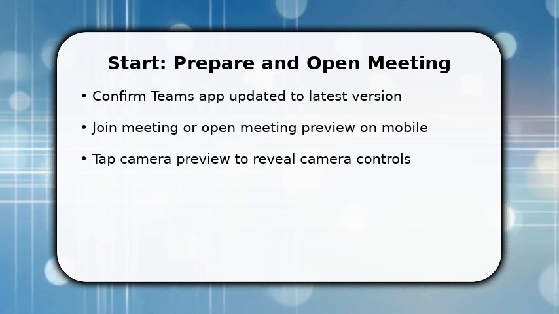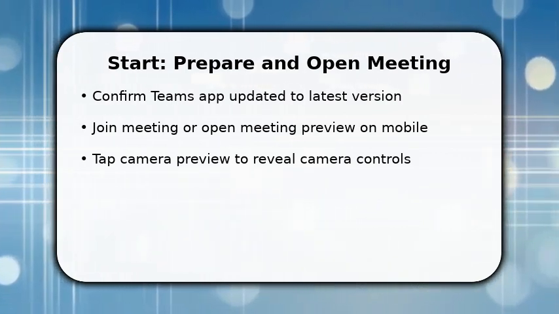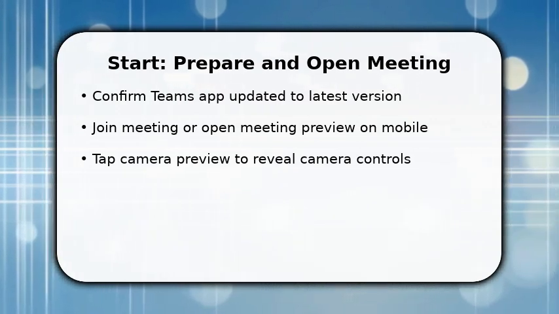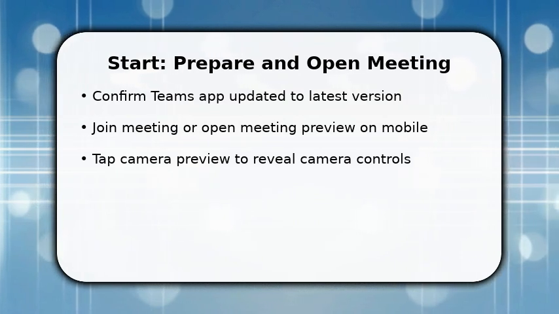Next, tap the camera preview area to reveal camera controls and the three-dot menu. Make sure the camera is on and you have good lighting so the background detection can work accurately as you proceed to the next steps.